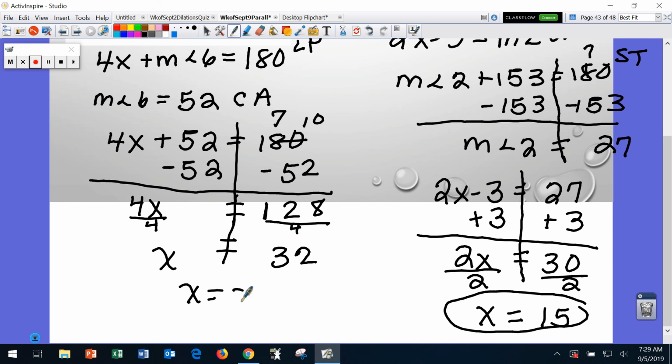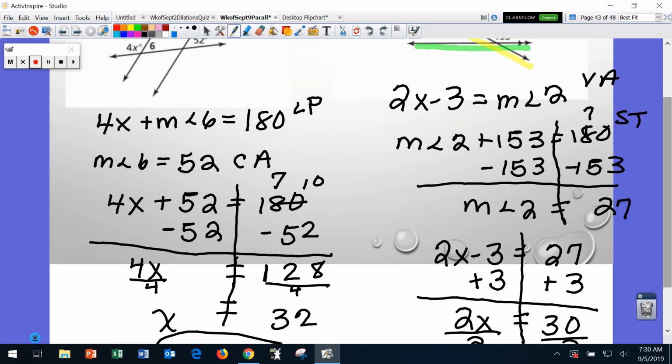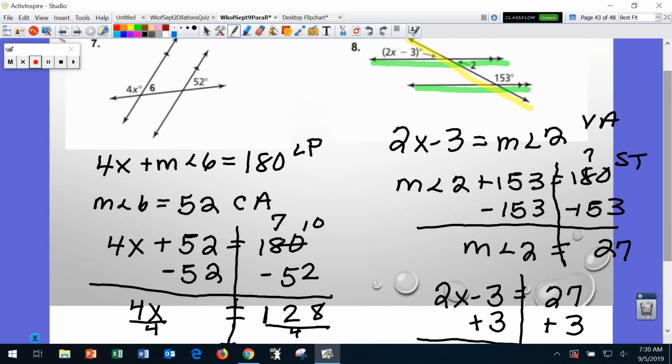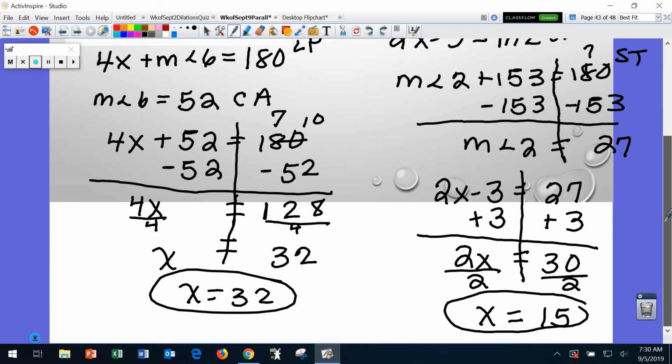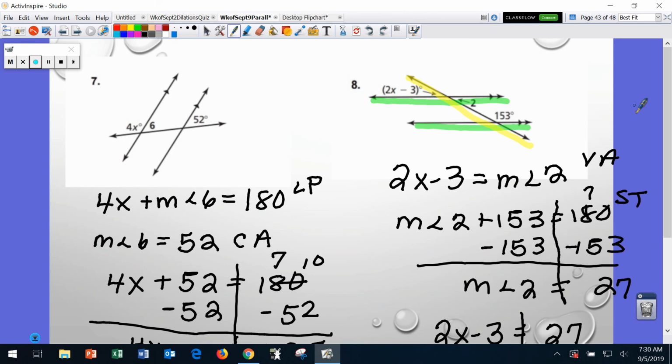And I'm going to write x equals 32 here. We're finished. So you go here and it only asks for x, so you're finished. Now if it wanted the measure of this angle, then you would need to substitute this x in and find what the measure of this actual angle is up here. Alrighty, my dear students, let me make sure I got it all. Yep, I did it all.